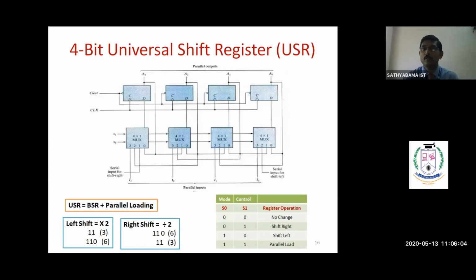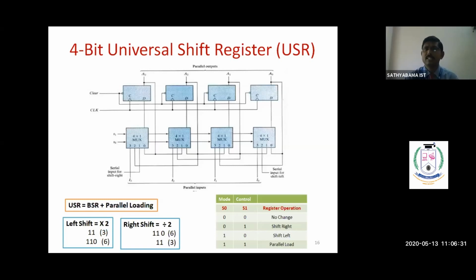Universal means it can perform in a serial manner or a parallel manner, and it can shift from left to right or right to left. That means the universal shift register can perform serial as well as parallel processing. It can shift from right to left or left to right, that means bidirectional shifting. So that's why it is called a universal shift register.